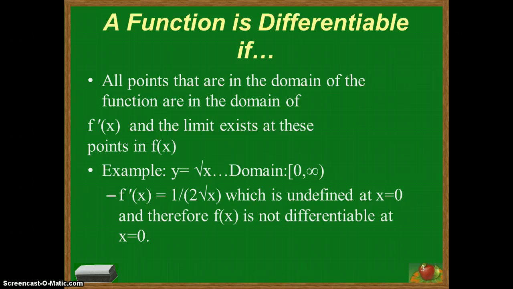For example, y equals the square root of x. Well, the domain of that function is 0 inclusive to infinity. f prime of x, using our limit definition, is 1 over 2 square root of x, which is undefined at x equals 0. Therefore, we would say f of x, the original function, would not be differentiable at x equals 0 because the derivative is not defined there.